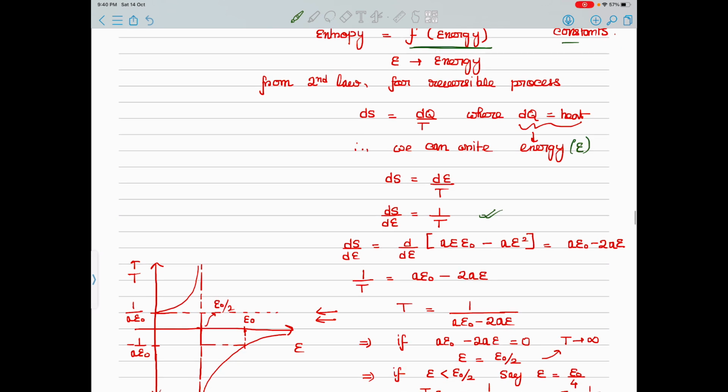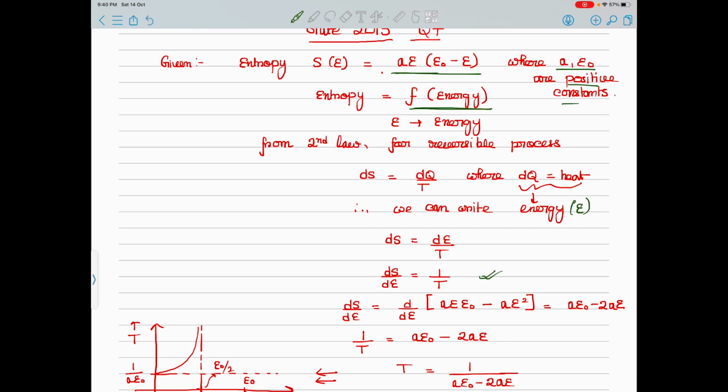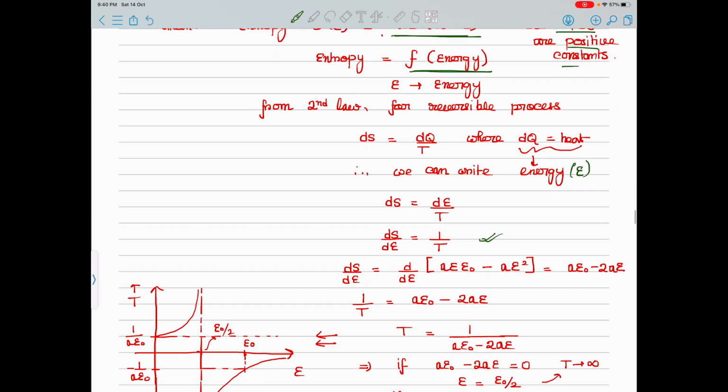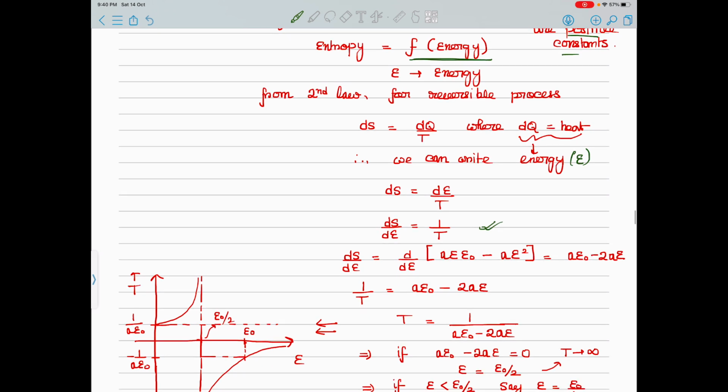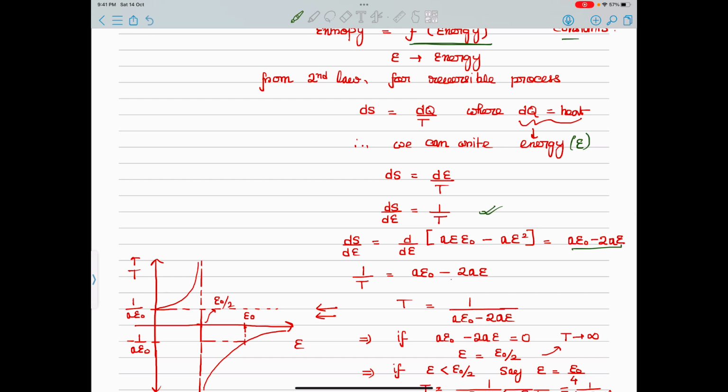Now, dS by dE: as S is the function given of E in this form, we differentiate with respect to E. So dS by dE becomes d/dE of the given function. I've just opened it: A E E naught minus A E square. That comes out to be A E naught minus 2 A E. Therefore, dS by dE is 1 by T, so 1 by T is nothing but this. T is the reciprocal of this quantity. Therefore, T becomes 1 upon A E naught minus 2 A E, where A and E naught are positive constants as given in the question.